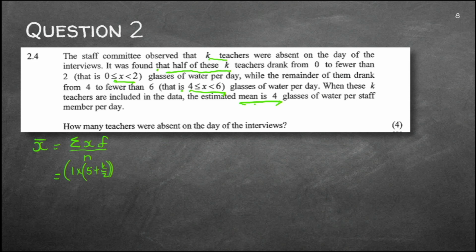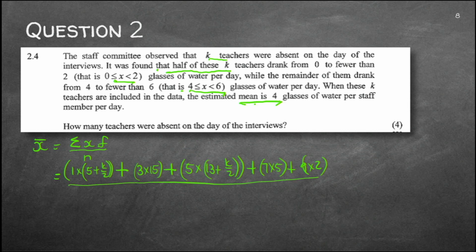And let's do it like that. Plus 3 times 15, plus 5 times 13 plus K over 2, plus 7 times 5, plus 9 times 2. Divide by the total number.